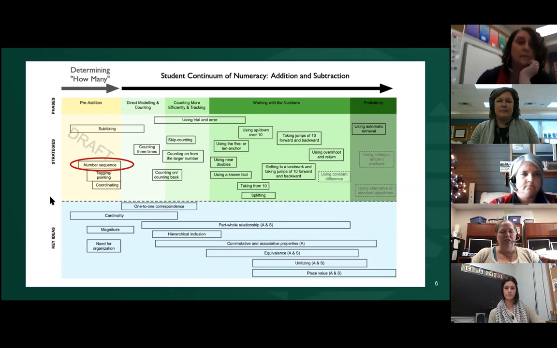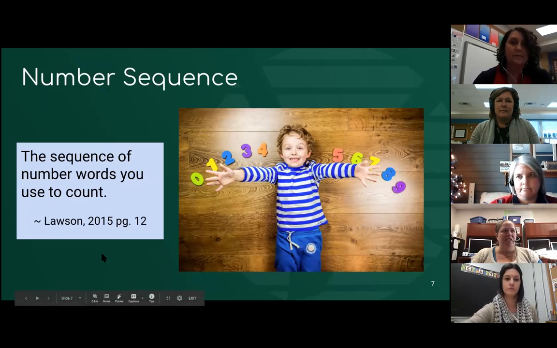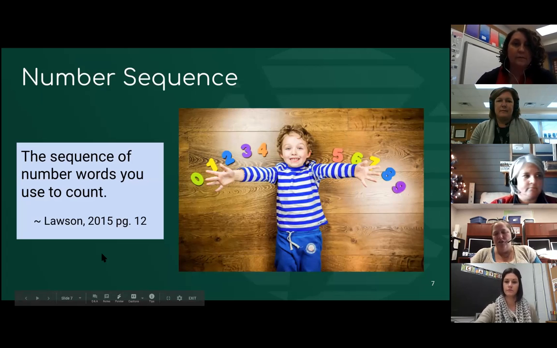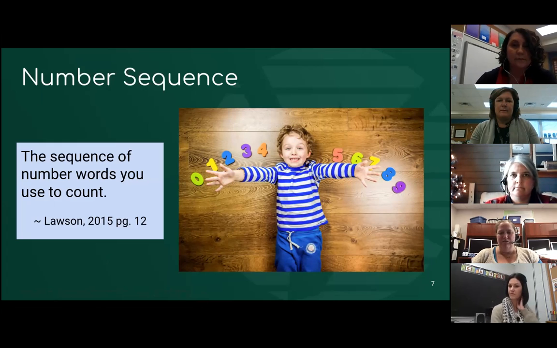We're going to start by talking about the number sequence in and of itself. And by number sequence, I mean the oral set of numbers in the correct order. So the sequence of number words that you use to count, that's Dr. Lawson's definition from her book. And in this picture, you see the 0 there, which is a cute picture, but we don't say 0, of course, when we're counting. So it would just be 1, 2, 3, 4, 5, 6, 7.